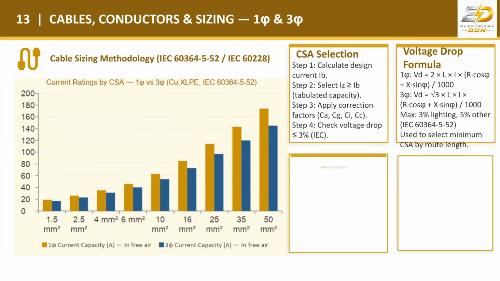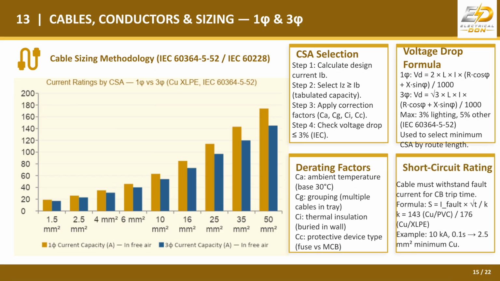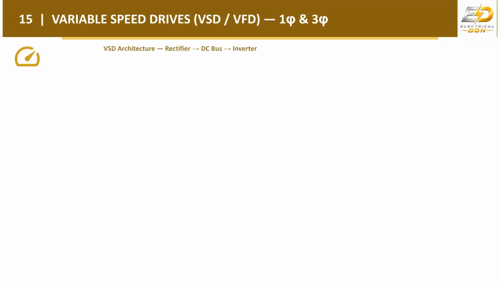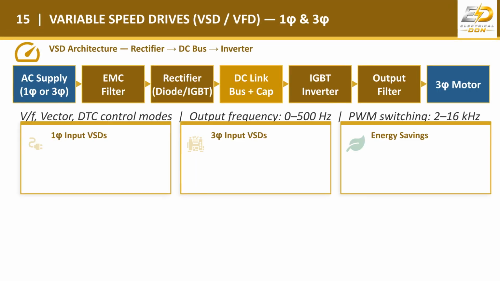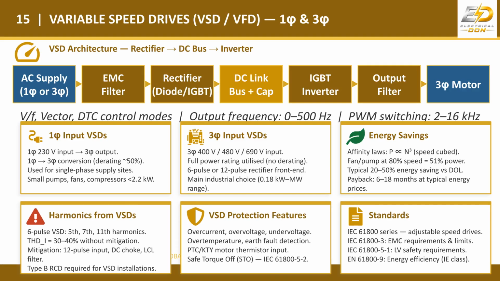Cable sizing must follow the IEC 60364-5-52 methodology, considering current rating, voltage drop, and short circuit rating. Correction factors for ambient temperature, grouping, and thermal insulation must be applied, and voltage drop must be checked to meet IEC limits. Variable speed drives, or VSDs, utilize a rectifier, DC bus, and inverter architecture.